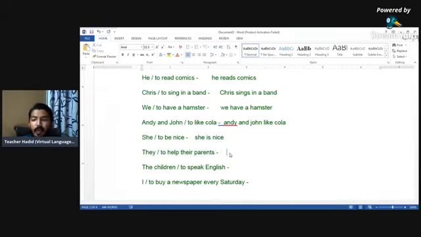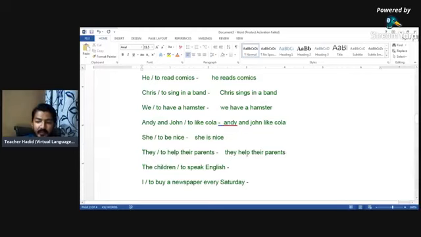They, to help their parents. Giving you 3 seconds to think. One, two, three. The right sentence should be they help their parents.